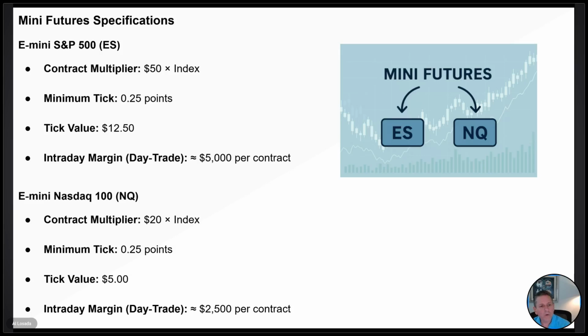Okay, so with Nasdaq, the contract multiplier is 20, which is a lot lower. The tick is .25, and the tick value is $5. And so the intraday margin for day trading is $2,500 per contract. All right.